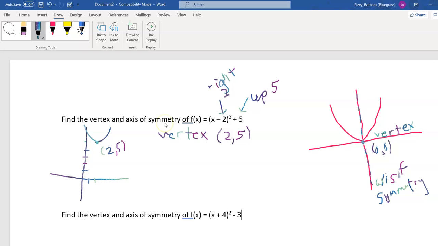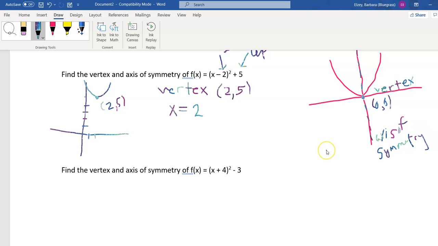The axis of symmetry is the vertical line going through that vertex, going through this x value. And recall that vertical lines have equation x equal, and in this case, it's the x value of 2. All right, so we can do this without actually graphing. All right, so let's go to the next one, and let's do it without actually graphing.